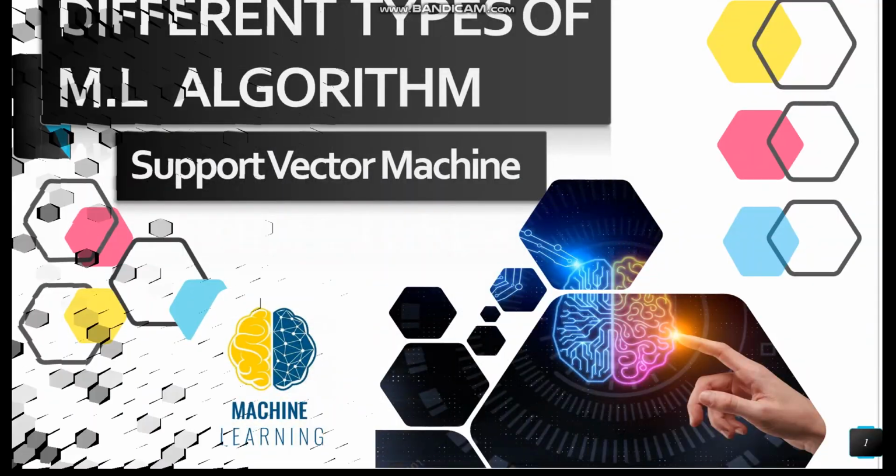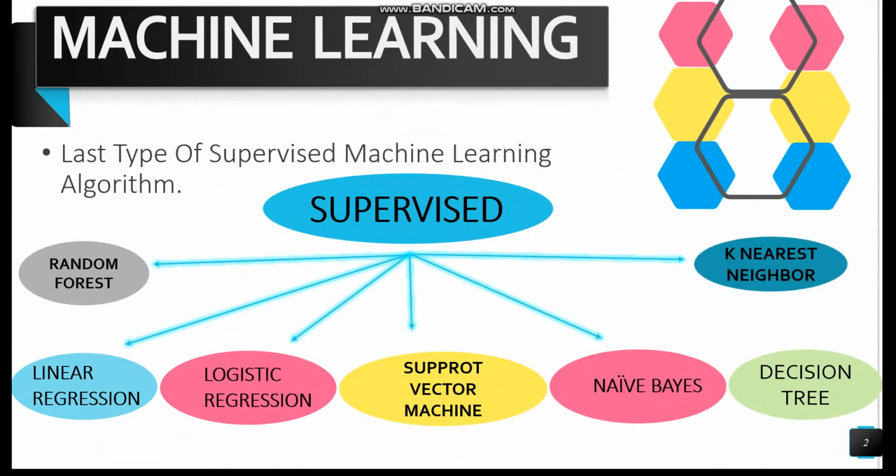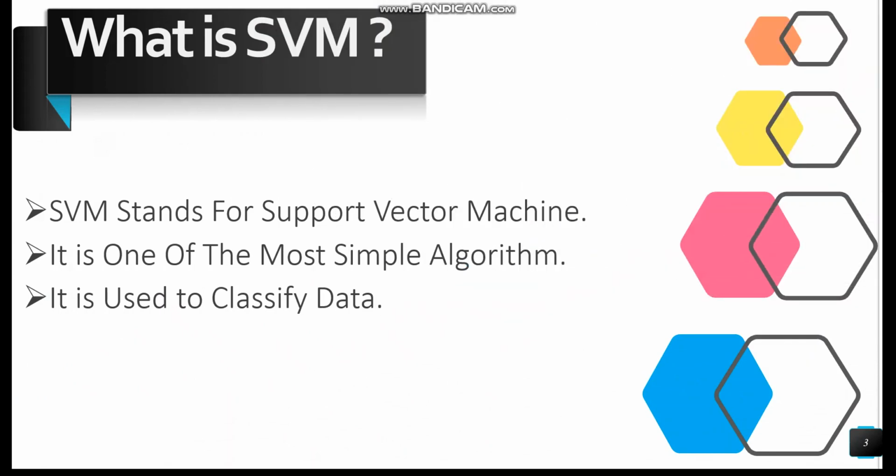In this lecture, we are going to discuss our last type of supervised learning algorithm, that is SVM. Now, the very first question arises: what is SVM? SVM stands for support vector machine. It is one of the simplest algorithms in classification. It is used to classify data.